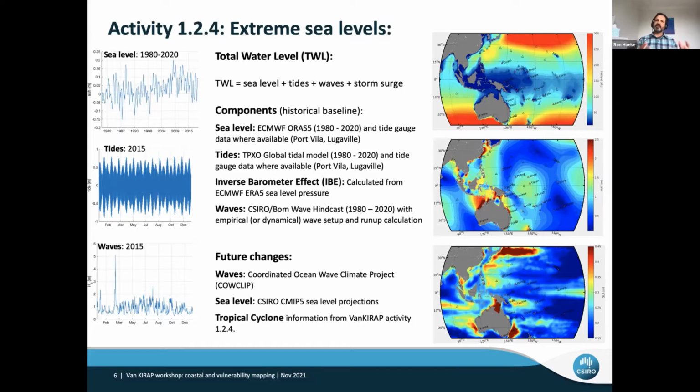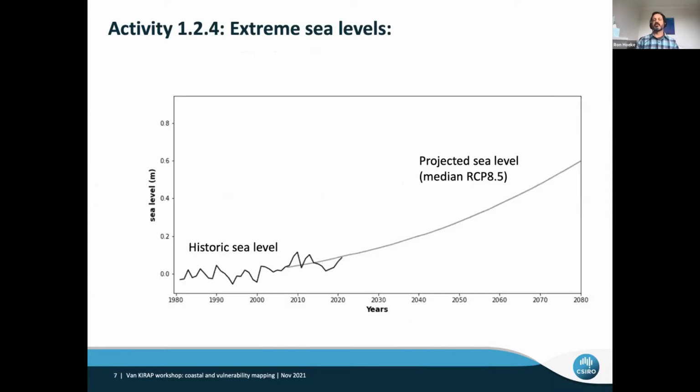And then we can consider how the statistics of these things might change through the Coordinated Ocean Wave Climate Project. One of the main directors of that is also actually in our team, Mark Emer. And then also, of course, those sea level rise projections that I just presented earlier become a component of that. And then the tropical cyclone information from KIRAP activity 1.2. Sorry, it's supposed to say 1.2.3, but again, we'll talk about that in a later talk.